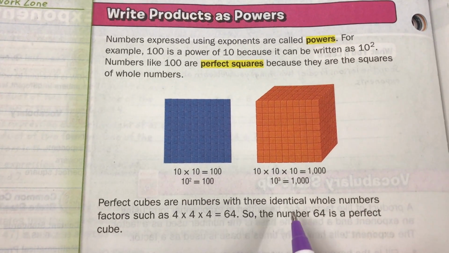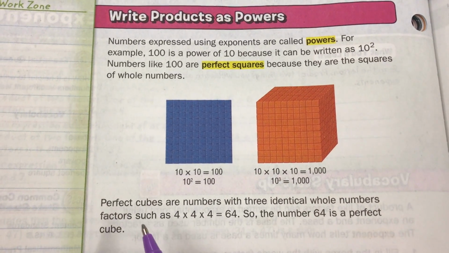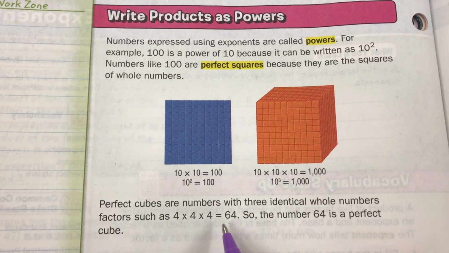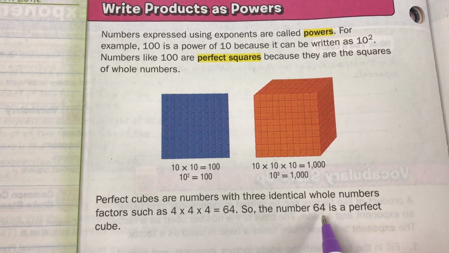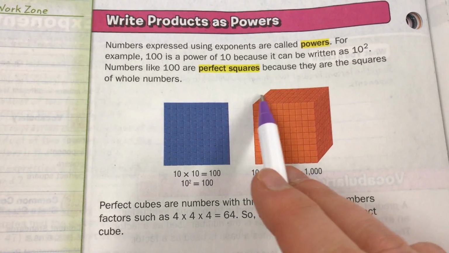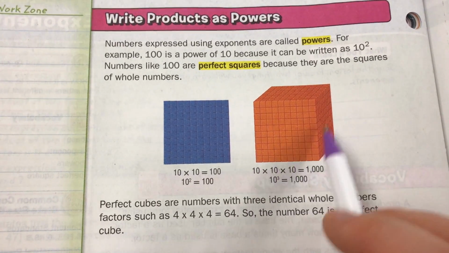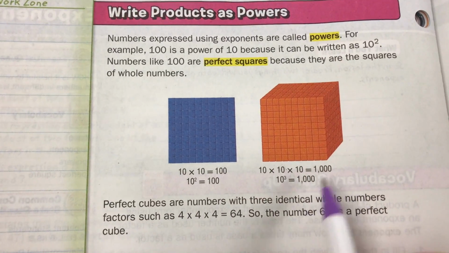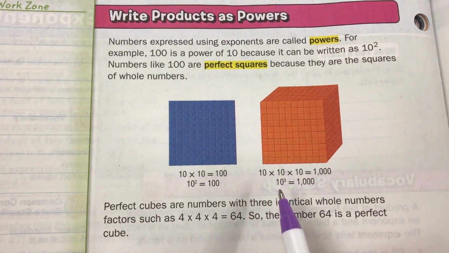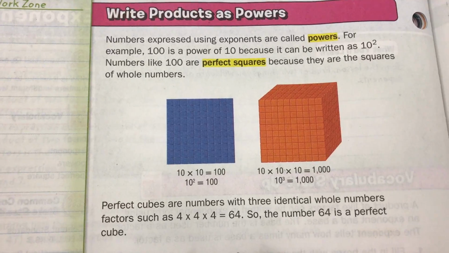Perfect cubes are numbers with 3 identical whole number factors, such as 4 times 4 times 4 equals 64. So the number 64 is a perfect cube. So when you do 10 times 10 times 10 to get the volume, that's 1,000, or 10 cubed, or 10 to the power of 3.